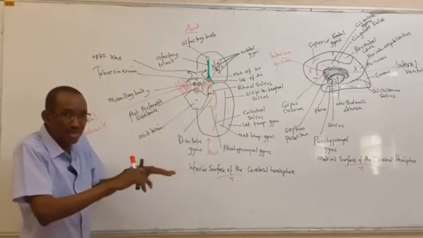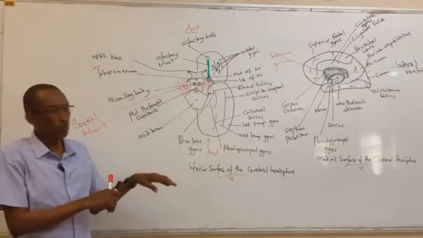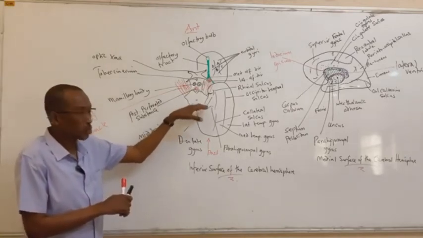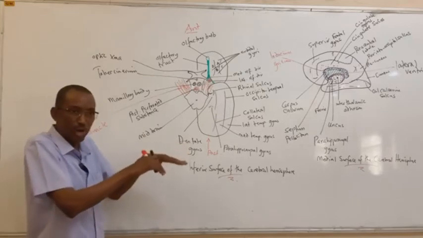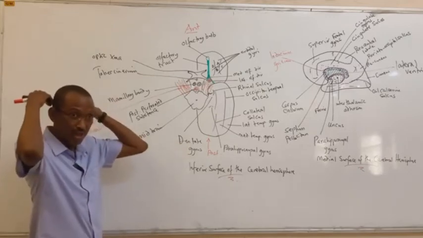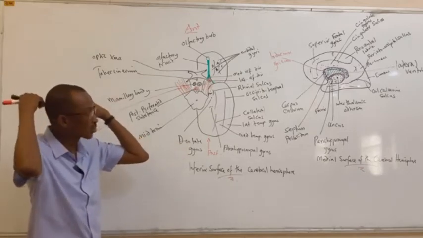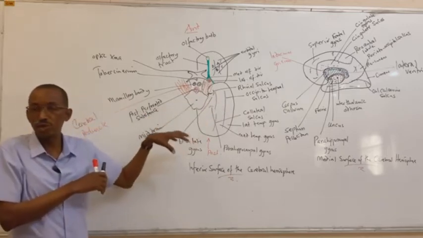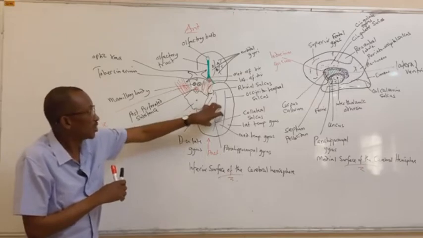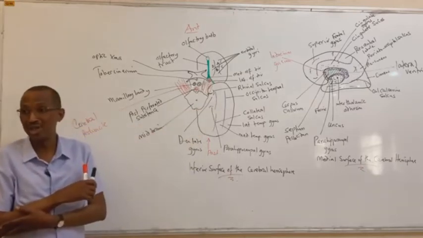And the tentorial surface is so called because it is lying on the tentorium cerebelli, a tent-like structure that covers the cerebellum. That tent-like membrane covers the superior aspect of the cerebellum in the back of the posterior cranial fossa. Because this surface is in relation with the tentorium cerebelli, it is called the tentorial surface.